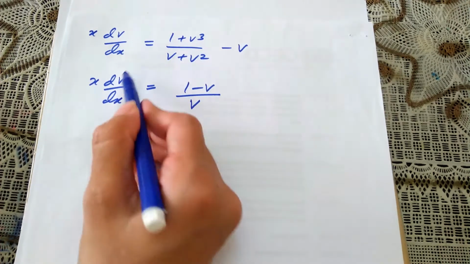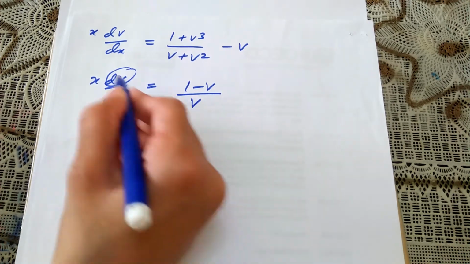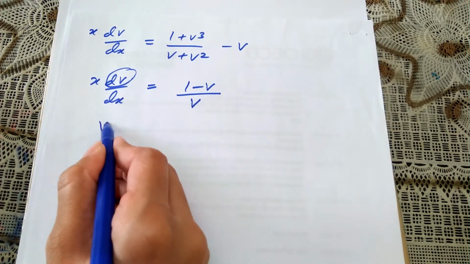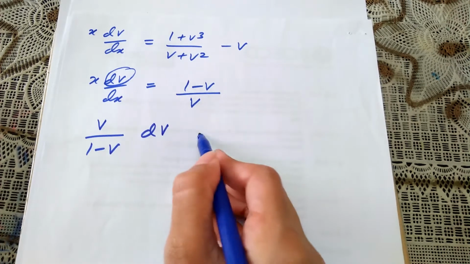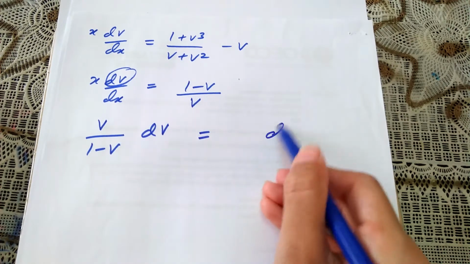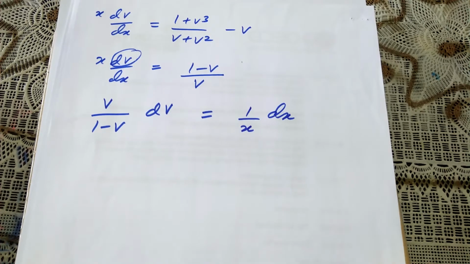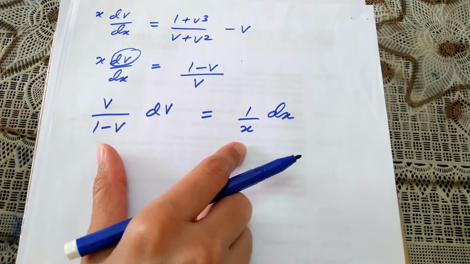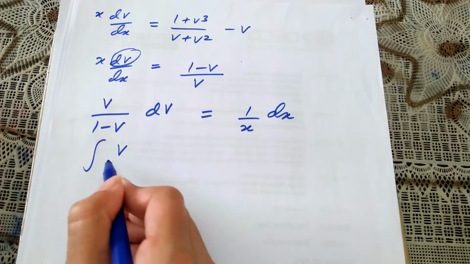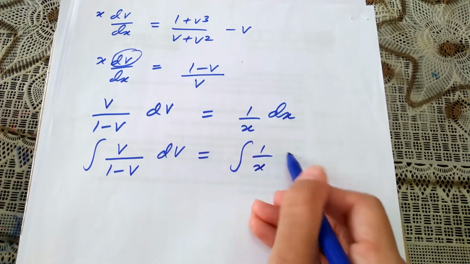Now I can separate my dv with these v variables and x on the other side. Move this v variable to the left side. I will get v over 1 minus v dv equals, move this dx to the other side and this x here, I will get 1 over x. Now this is your separable equation. So you can just integrate both sides. Integrating both sides, I will get integration of v over 1 minus v dv equals integration of 1 over x dx.